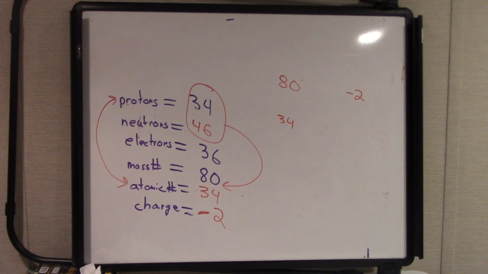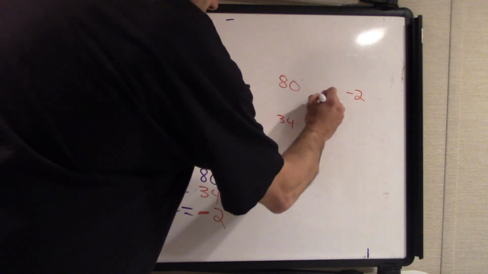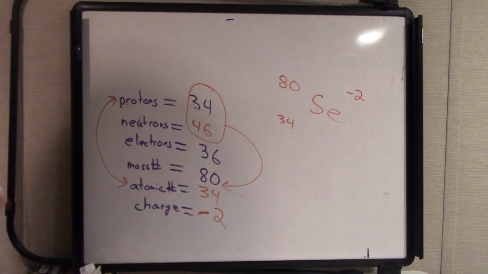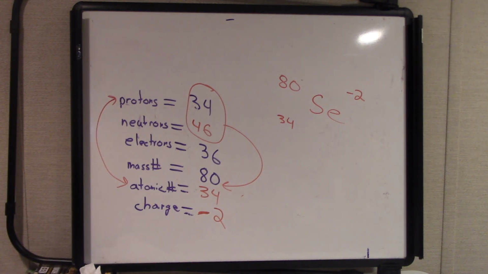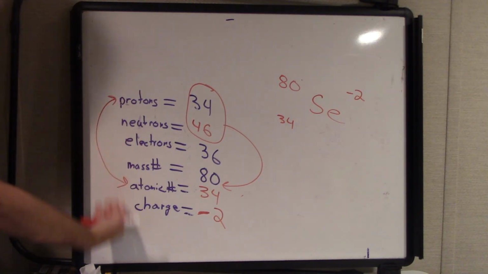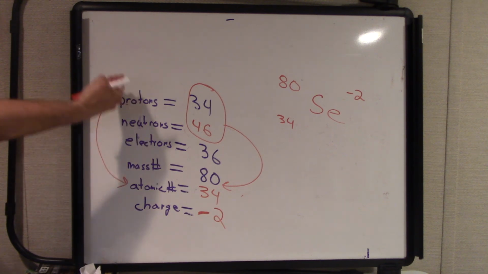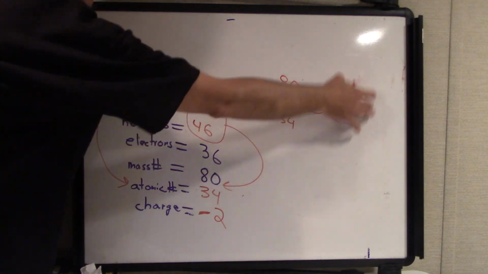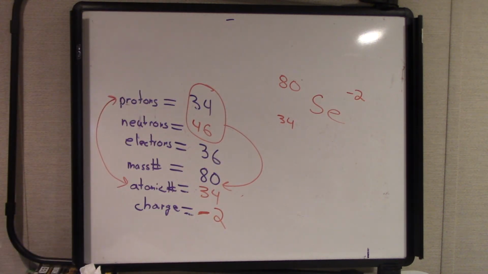So we would find element 34. We would see that it's selenium. So that symbol is Se. That's how we could take part of the information, fill in the rest of the table, as well as write things out in their proper isotopic designation.